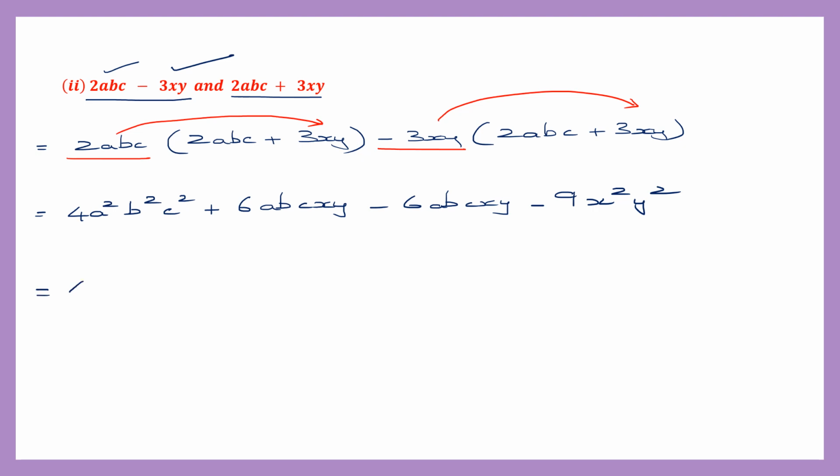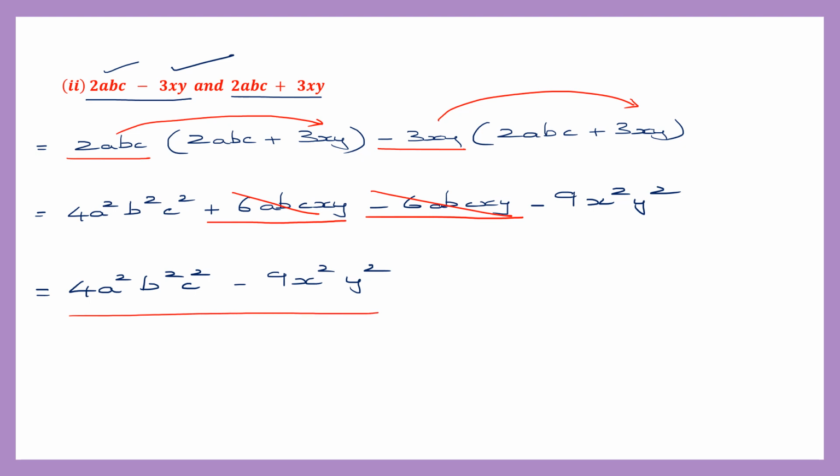Now let's write our answer. 4a square b square c square. Now look at these two terms. They are like terms because they have the same variables a, b, c, x, y. So they are like terms, so we can add or subtract them. Here we have plus 6 and here we have minus 6. Plus 6 minus 6 is 0. It gets cancelled. So what is left is minus 9 x square y square. So this is our final answer. Let's read it out. So this is 4a square b square c square minus 9x square y square.